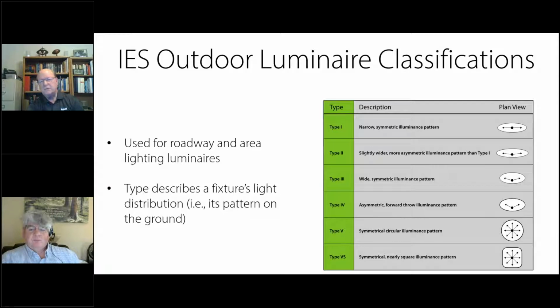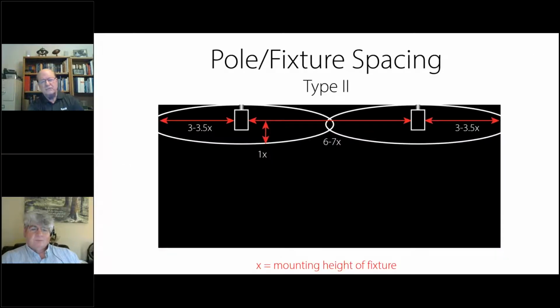There's a difference between a 2 and a 4. So it's really important that you pay attention to this when you order the fixtures, when you do the design, when you do the rules of thumb. So here we go with some applications of this. So the first type we're going to talk about is our type 2.